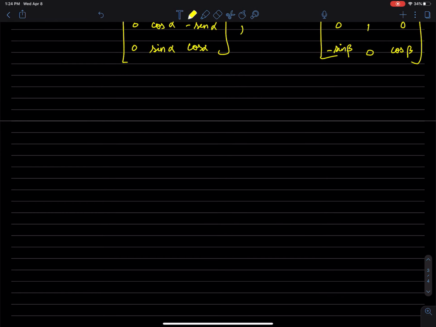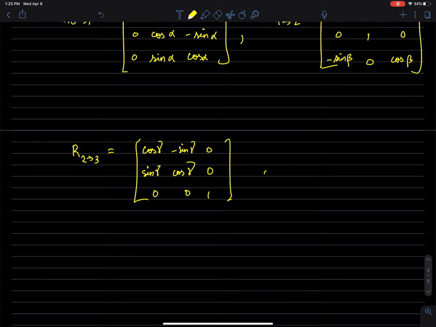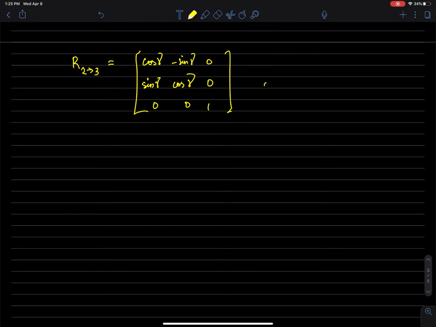And then a pure rotation about z is what R2 to 3 is, and that's by angle gamma. So we have 0, 0, 1, 0, 0, and we have cosine gamma, minus sine gamma, cosine gamma. Okay, so those are the 3 component matrices.